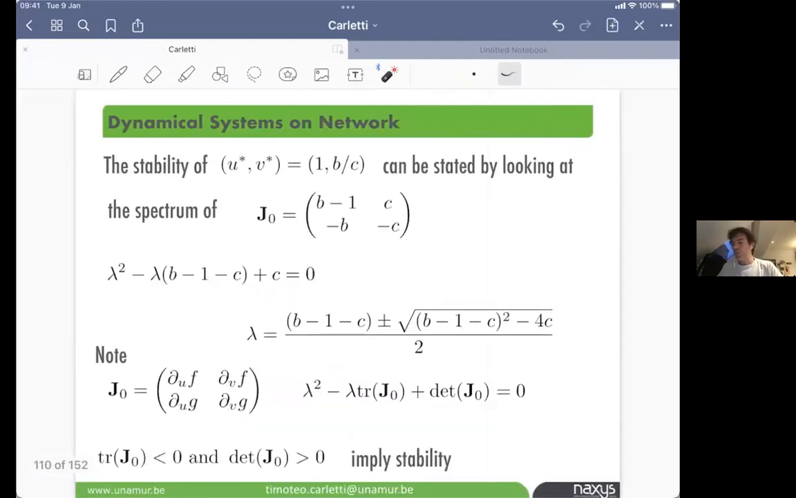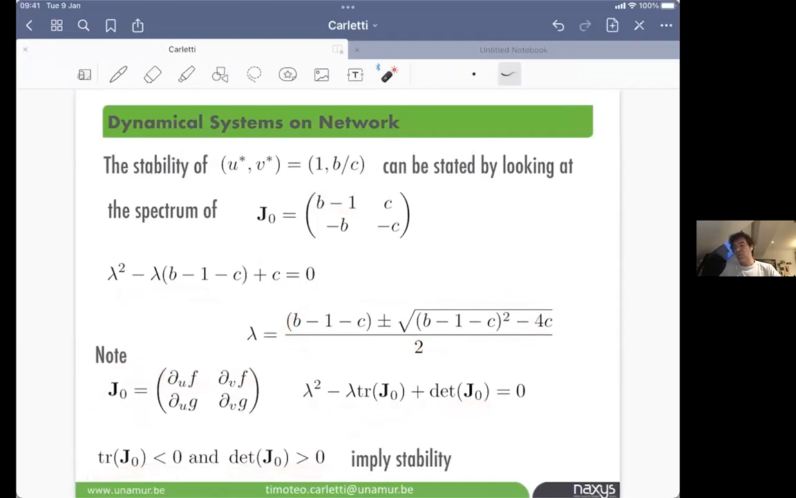And then, if you want, you can recognize that this part here is the derivative of the function f with respect to u, the derivative with respect to v, and so on. So indeed, you can rewrite your characteristic equation as lambda squared minus lambda times the trace of the Jacobian plus the determinant of the Jacobian equals 0. And this is easy because then, instead of studying all these parameters, it's easy to show that you have stability if the trace is negative and the determinant is positive. There are not so many choices.